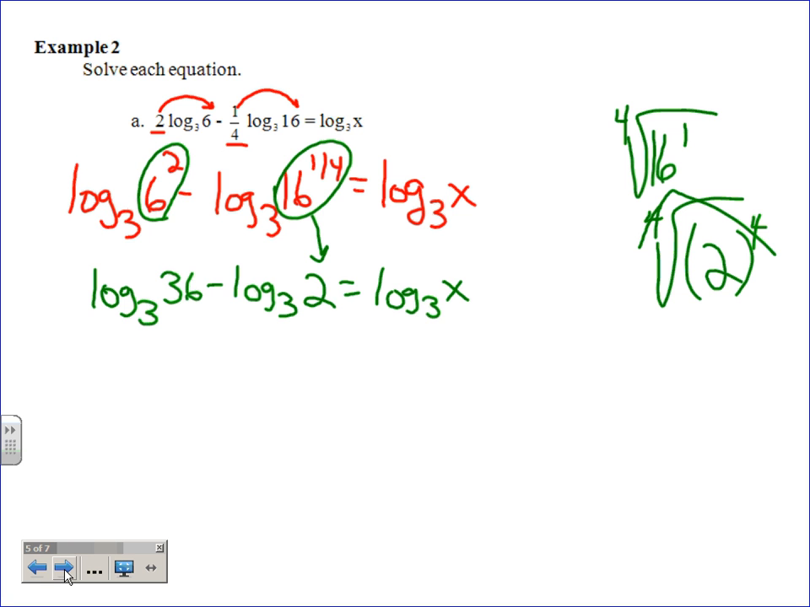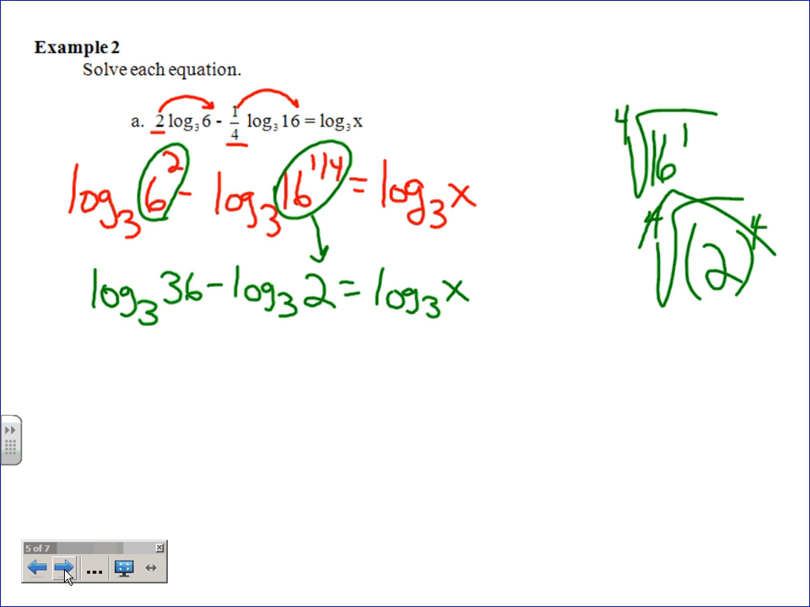Now, was the step I just did in green one of your helpful hints? No, that was just cleaning things up. We knew 6 squared. We could figure out 16 to the 1/4, so we did. All right, so helpful hint number 1 is done. Everything is now in a log.